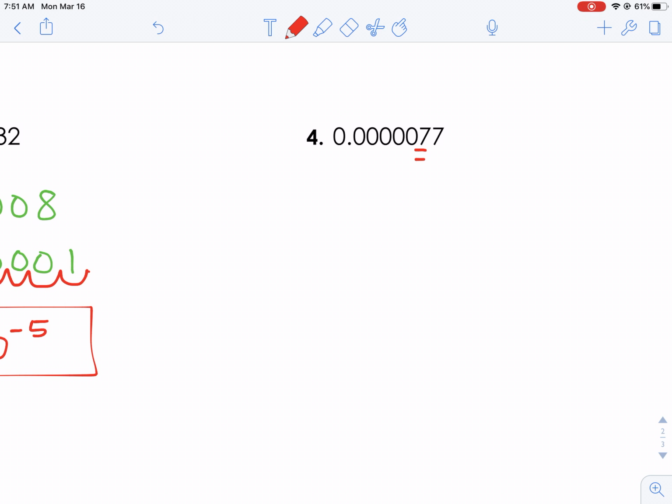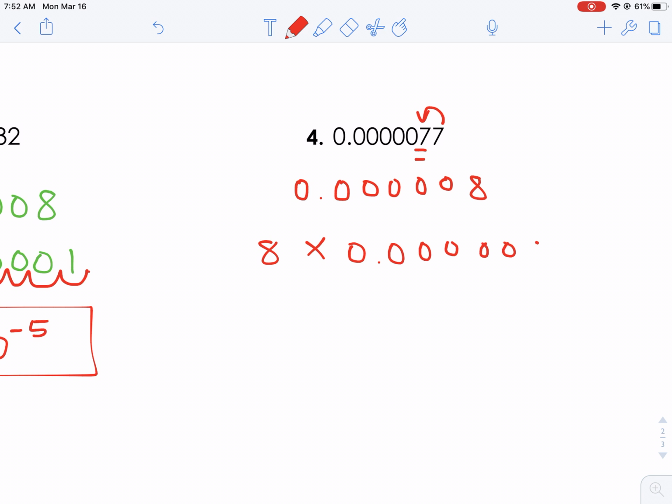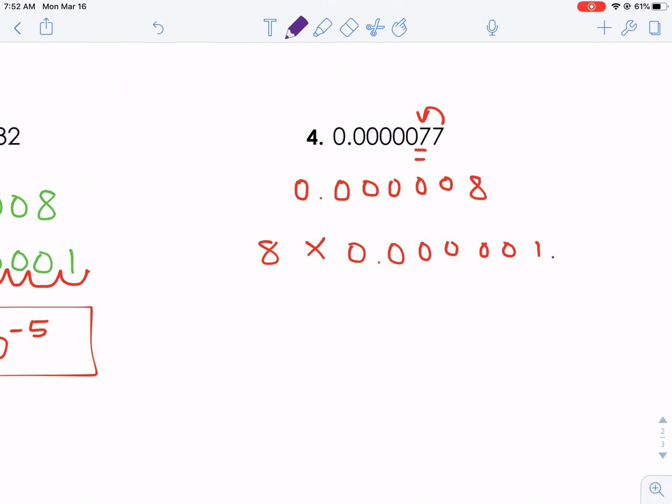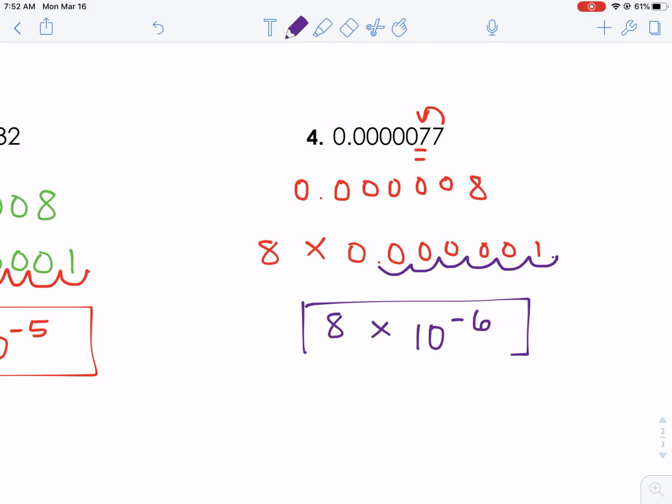In the final example, we have 0.000077. Again, we're looking to round to the farthest left value. 7 is going to round the 7 up to an 8, so we would have 0.000008. We can rewrite this as 8 times 0.000001. We want to make sure, again, our decimal would have been here, so we would have moved it 1, 2, 3, 4, 5, 6 times. So this would be 10 to the negative 6th. So our final answer would be 8 times 10 to the negative 6th.